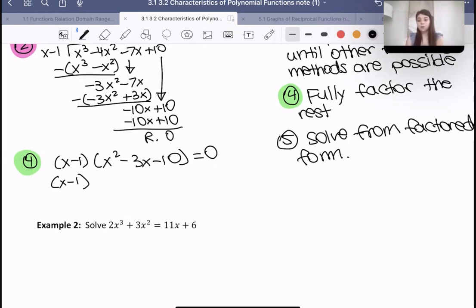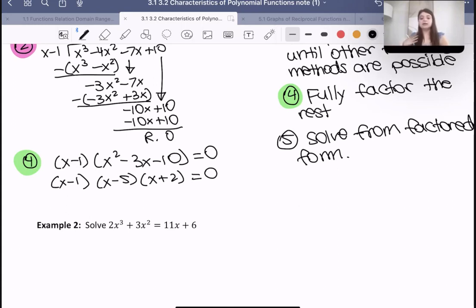Well, this is a quadratic, so we just have to find two numbers that multiply out to negative 10 and add up to negative 3. And I think maybe 5 and 2 could do that. Yeah, 5 and 2. Well, one of them's going to be negative. We got to do negative 5 and 2. Yeah. So x minus 5, x plus 2. And if we expand that out, just in our head quickly, we will see that we do end up getting the same as the above back. So there we go. So now we've done step 4, we fully factored the rest. This is now fully factored.